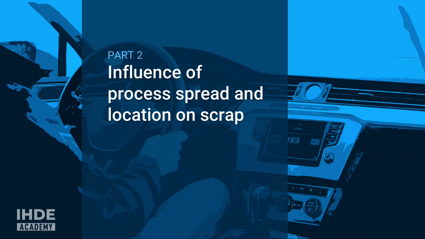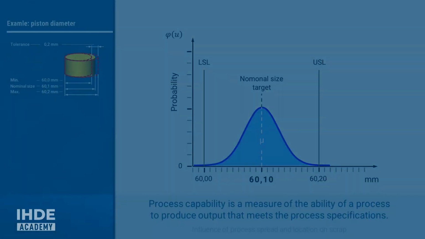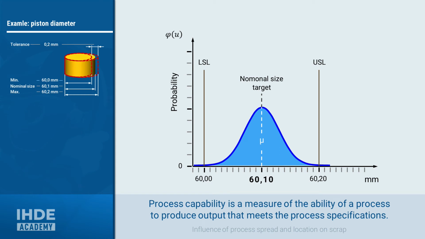We have already mentioned the terms spread and process location several times in connection with rejects. In this chapter, we will take a closer look at this connection. We'll stick with our example with the cylinder. Its lower specification limit is 60 mm. Its nominal size is 60.1. Since the nominal size is in the middle of the tolerance, this also corresponds to the target value. The upper specification limit is 60.2 mm.